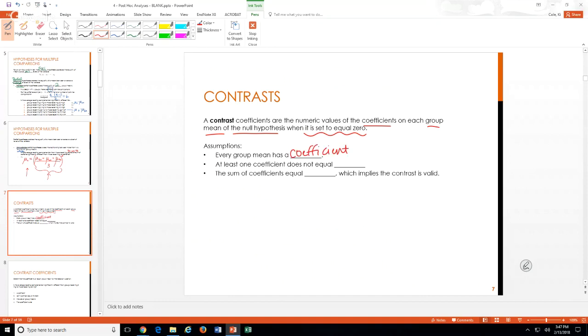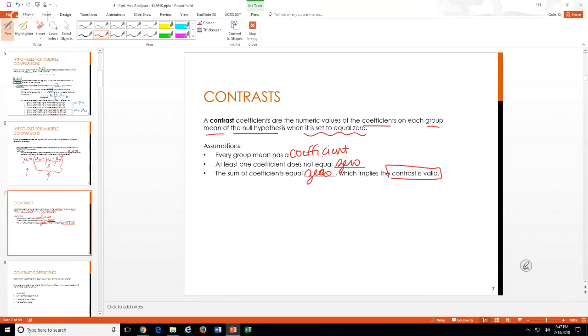The next one is that at least one coefficient does not equal 0. And the last one is that the sum of all of the coefficients does equal 0, which implies that this contrast is valid. So sometimes we'll look at a contrast, we'll look at their coefficients, and we'll determine, is that a valid contrast? It only is if those coefficients add up to 0.